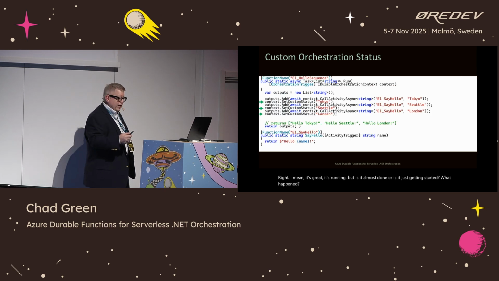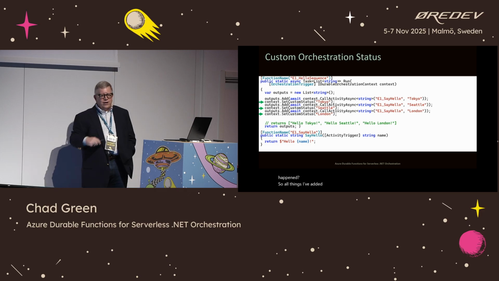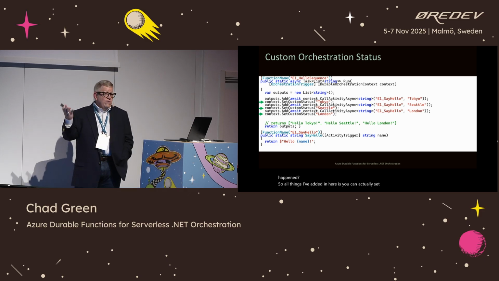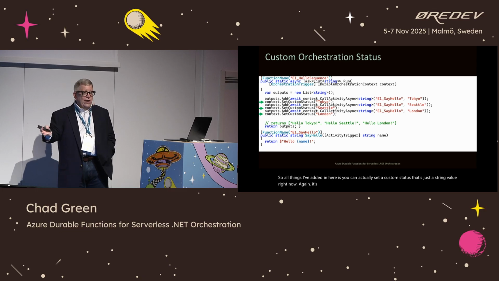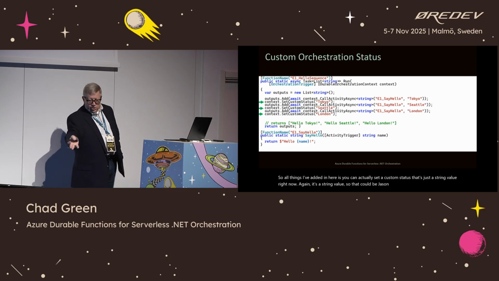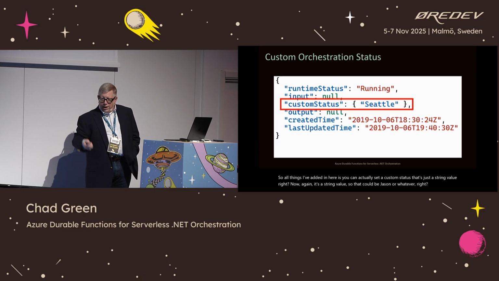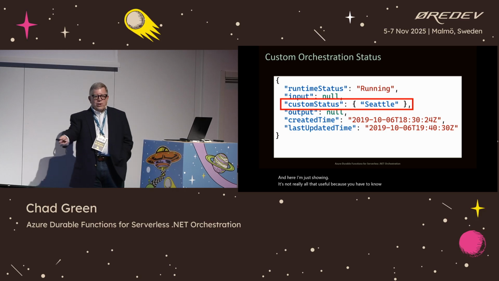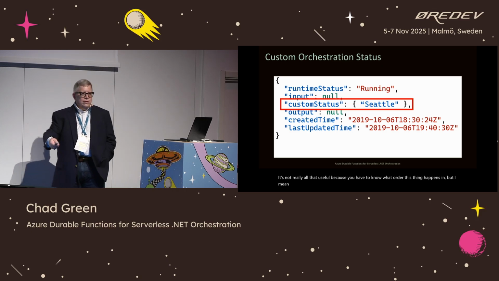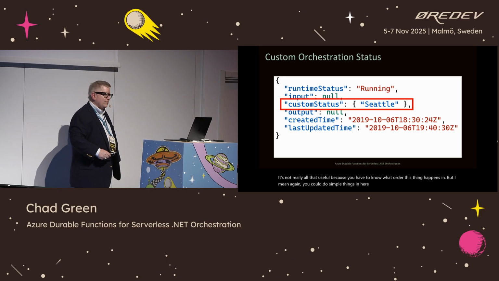So one of the things they've added in here is you can actually set a custom status. It's just a value, right? Now, again, it's a string value, so that can be JSON or what have you. And here I'm just showing it's not really all that useful, because you have to know what order this thing happens in. But again, you could do simple things in here, but real easily put in status.